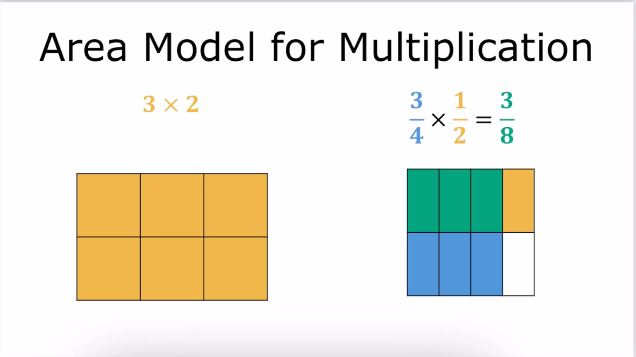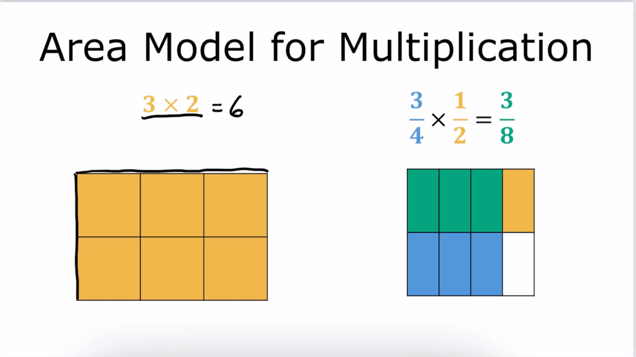to model multiplication. So if you're multiplying whole numbers, you can model this with the area of a rectangle by making a rectangle that's 3 units long and 2 units wide. And the area of the rectangle is 6 square units, which is one way you can visualize 3 times 2.